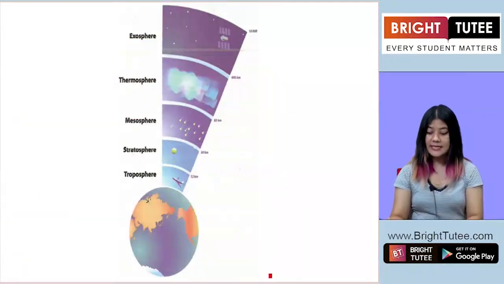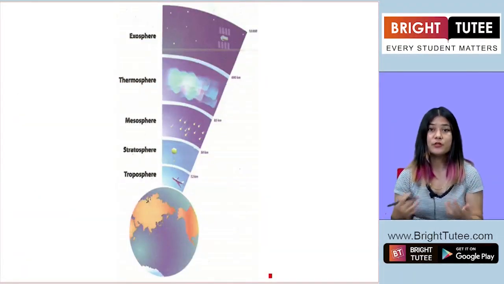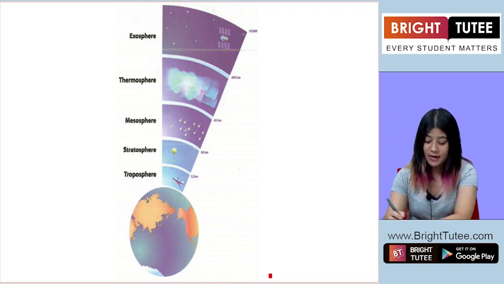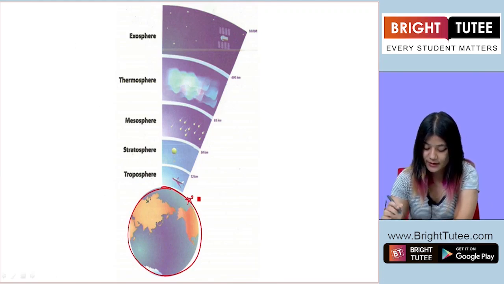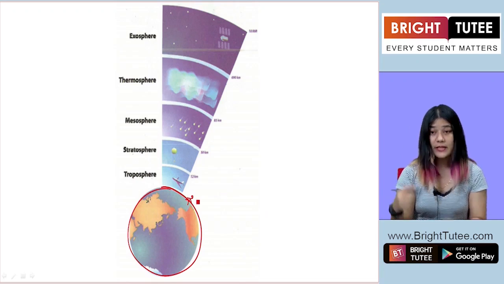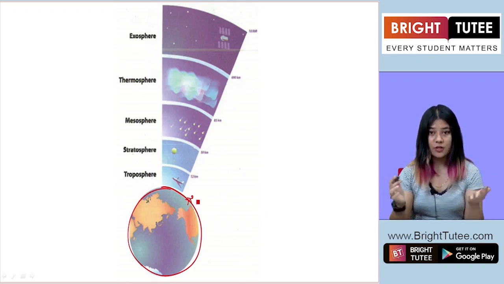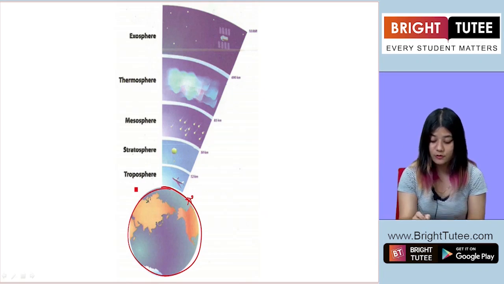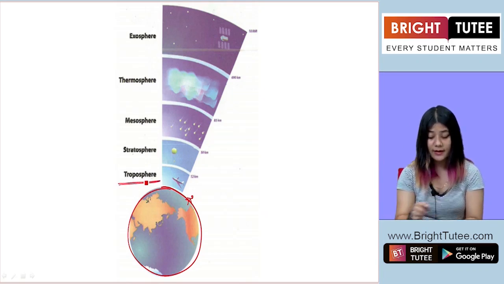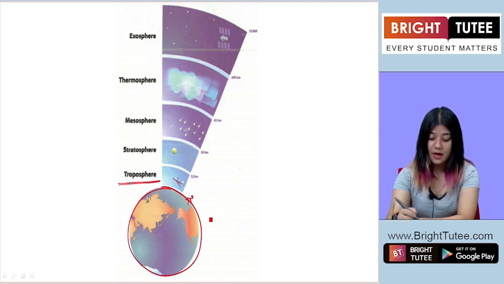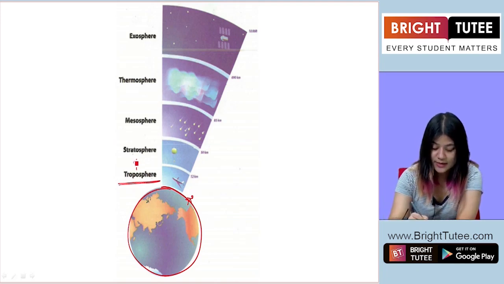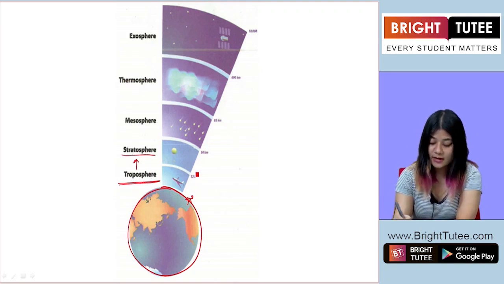Okay. So here is an image of what the atmosphere looks like. Alright. So this is the surface of the earth. This is where we live. Where people live. So the area around us, the air around us, that's called troposphere. This is where people live. This is where animals live. And above troposphere is stratosphere. Okay. So the second layer is stratosphere.